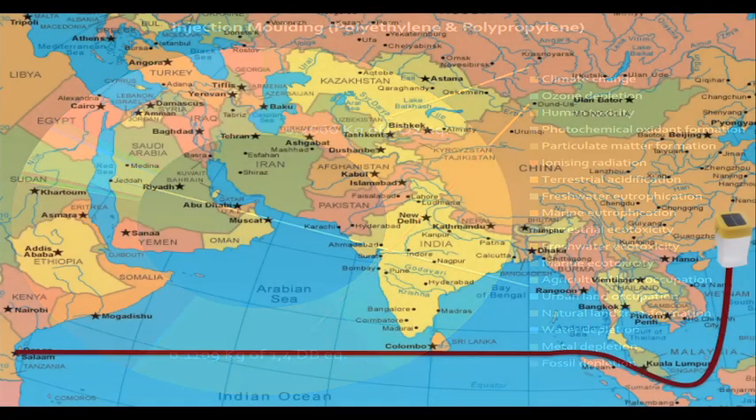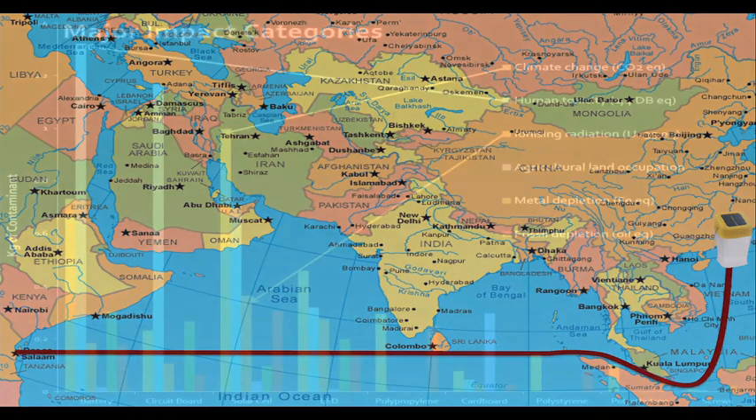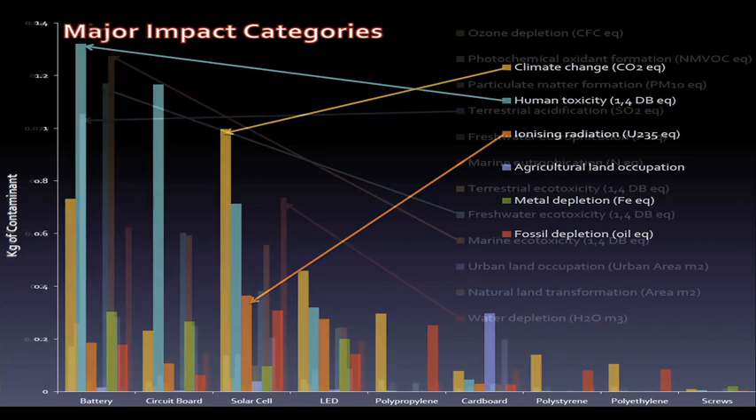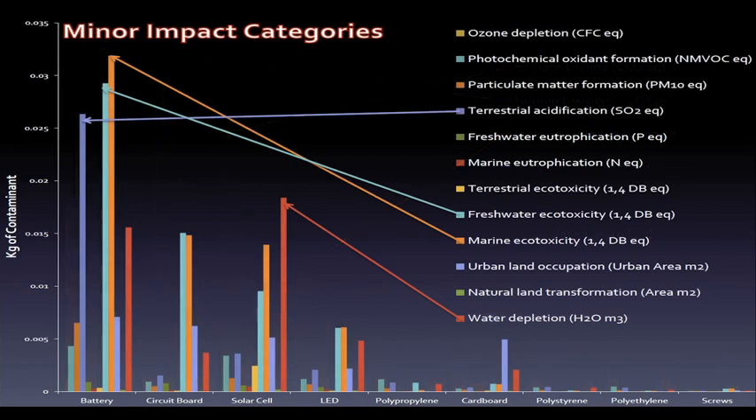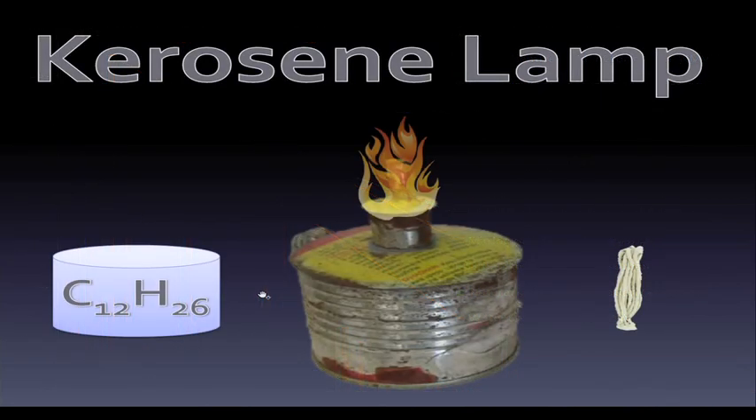And then it has to be transported to Tanzania, and there it will be looked at. So there is a transportation. In terms of transportation from China to Tanzania, what are the impact categories, how much is the impact, we try to quantify that. Then again, different types of impact categories from the battery, for the different types of battery, circuit board, solar cell, LED, polypropylene, cardboard, polystyrene, polyethylene, all the things that are out there, we looked at their impact. That's for the solar lamp.